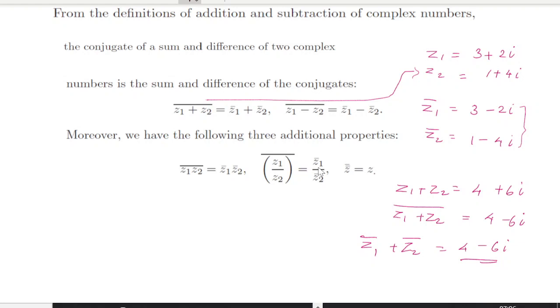In the same fashion we can go for multiplication also. That is, when you find z1 z2 and then its conjugate, it is the same as first finding the conjugate of z1, then multiplying by the conjugate of z2. The same way for division also, this you can check. For division, the conjugate of z1 by z2 is nothing but z1 bar by z2 bar. And this is the property.